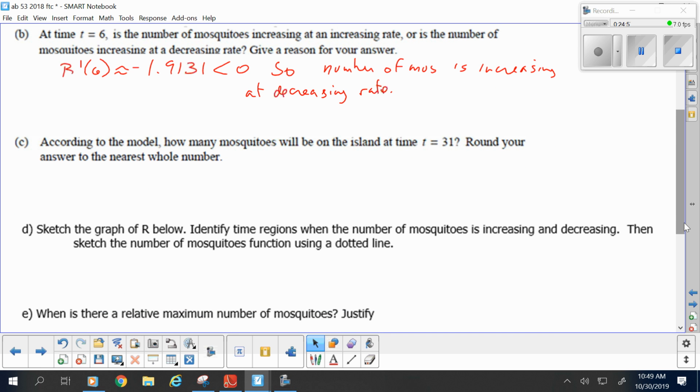According to the model, how many mosquitoes will there be on the island at time equal 31? Now this is the good stuff of the day. This is the most important stuff of the day. How do you find an amount when you're given a rate of change? Okay, you're going to integrate.